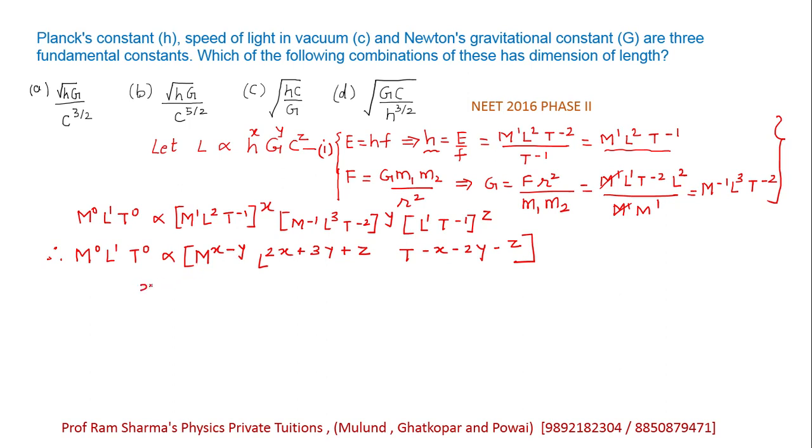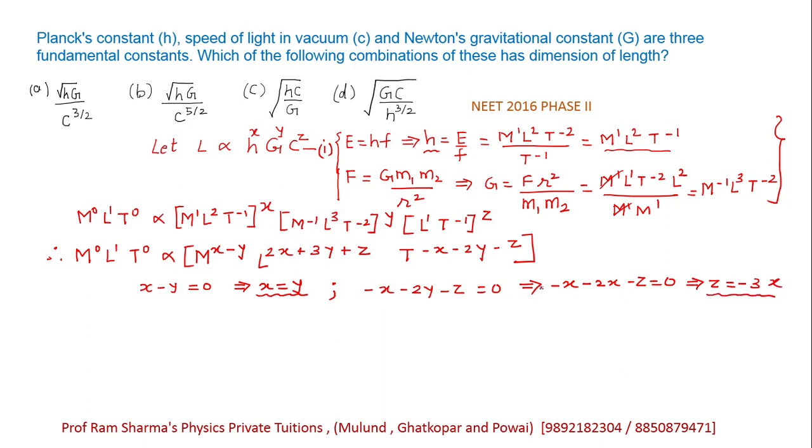So when we equate, x minus y will be equal to 0, or I can write x is equal to y. So this is the first relation I get. Similarly, if I see the power of T on the left hand side, it is 0 and the power of T on the right hand side is minus x minus 2y minus z. So that is equal to 0. Now I can write y as x. So I'll get minus x minus 2x minus z equal to 0, or z is equal to minus 3x, right?